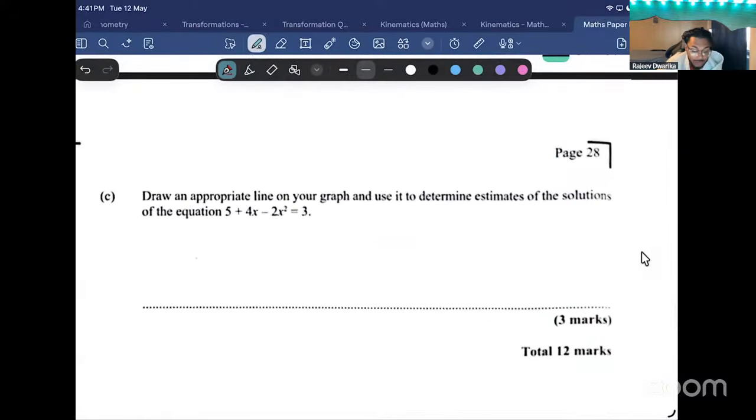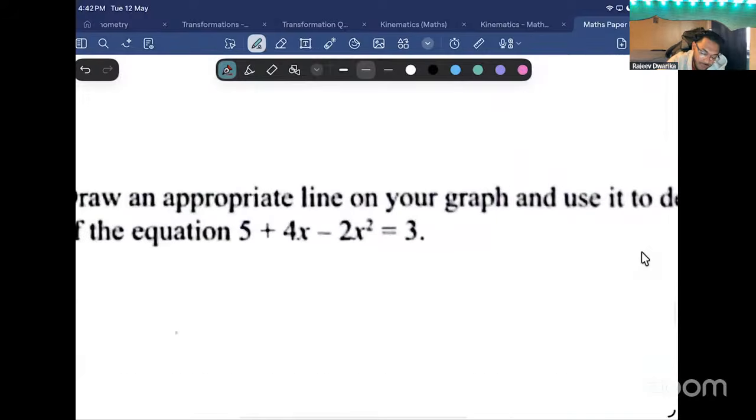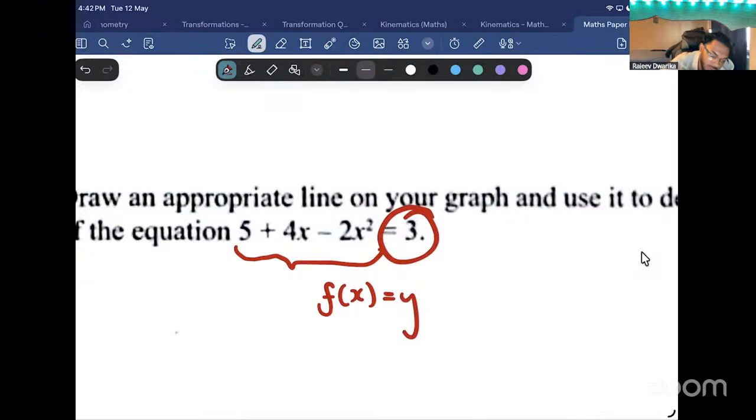Draw an appropriate line on your graph and use it to determine estimates of the solution. Oh, this is a nice question. So remember, this is your function. This is f of x, also known as y. And we're setting that equal to what? What are we setting that equal to?